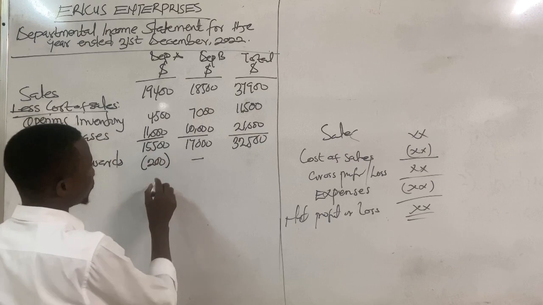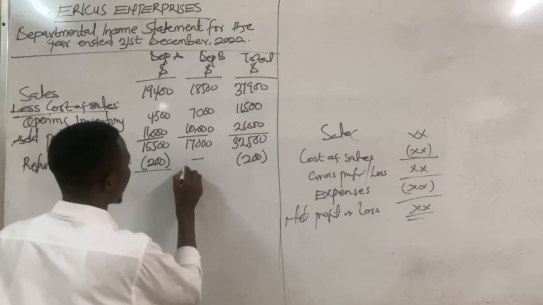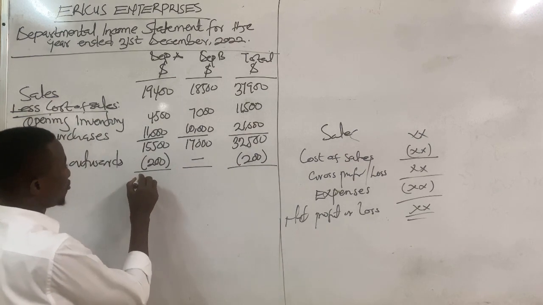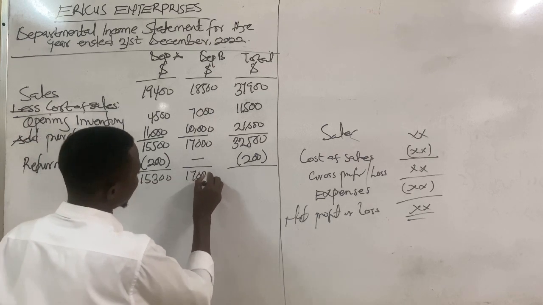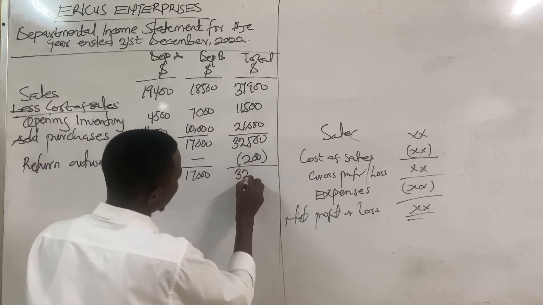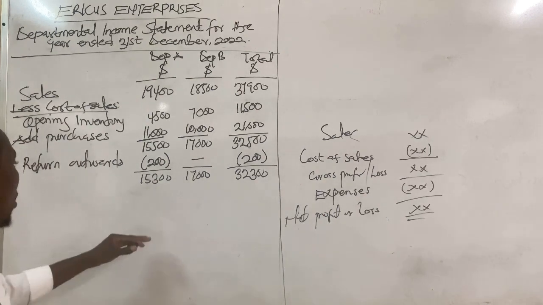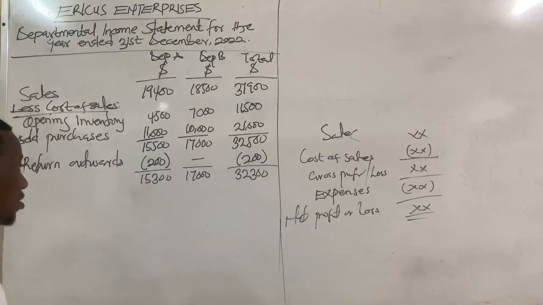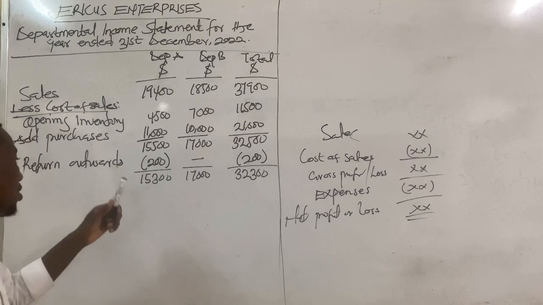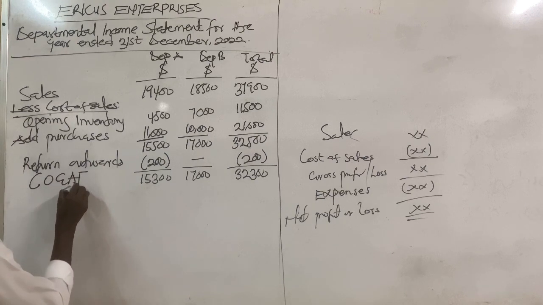Okay, so by making this adjustment, we have 15,300, the same 17,000, and this will give us 32,300. Is that clear? Okay. Now, this amount is supposed to be the net purchases. But mind you, there is no other adjustment to be made on this. So this amount is the same as the cost of goods available for sale.